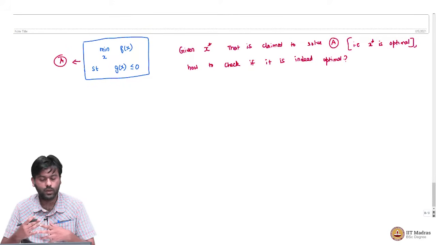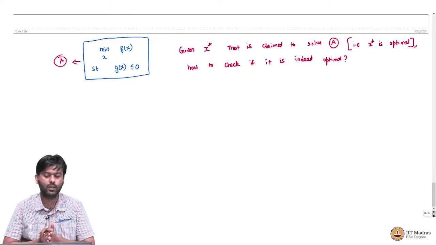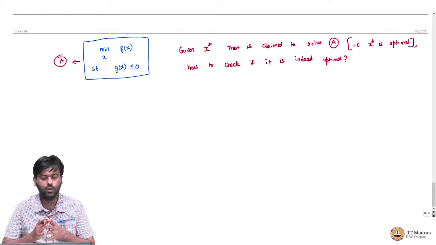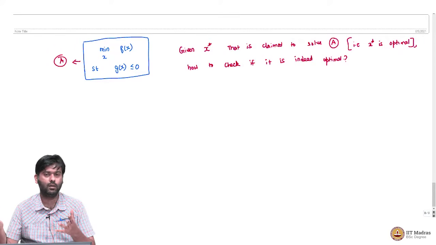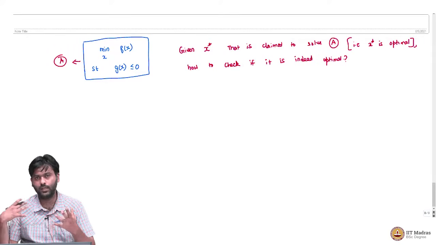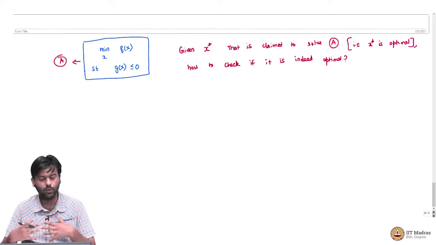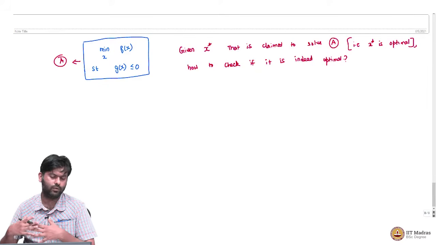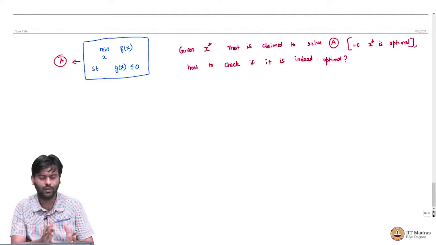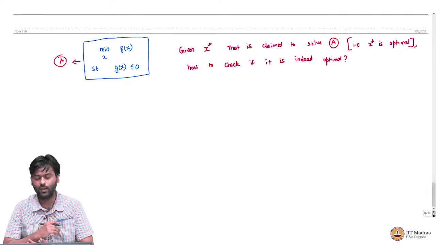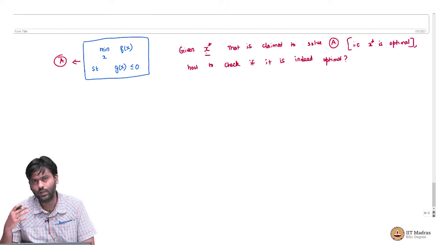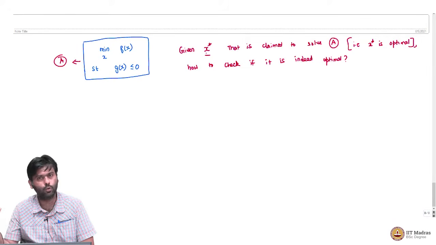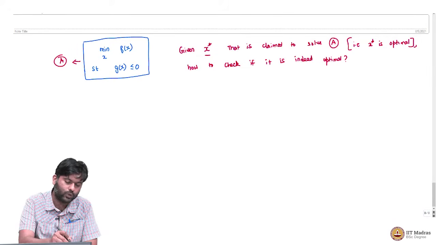Of course, the necessary condition is that g of x star should be less than or equal to 0, and for any other x that satisfies g of x less than or equal to 0, f of x should be greater than or equal to f of x star. That's restating A. But that's not easy to check. Now, is there an easy way to at least check necessity of x star to be optimal? What would you check?